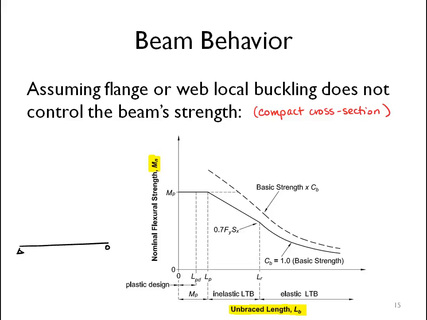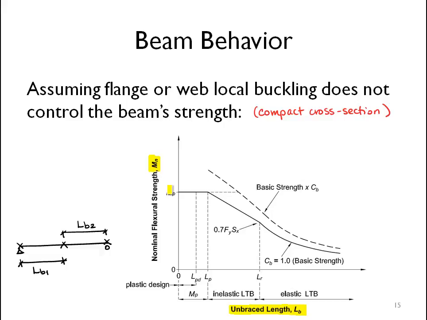So here's my simply supported beam, and I have a number of different lateral braces. Those distances are unbraced lengths. So we could call that unbraced length 1 and unbraced length 2. So you would figure out the controlling unbraced length, and that would tell you what sort of behavior your beam is going to be governed by with respect to lateral torsional buckling.